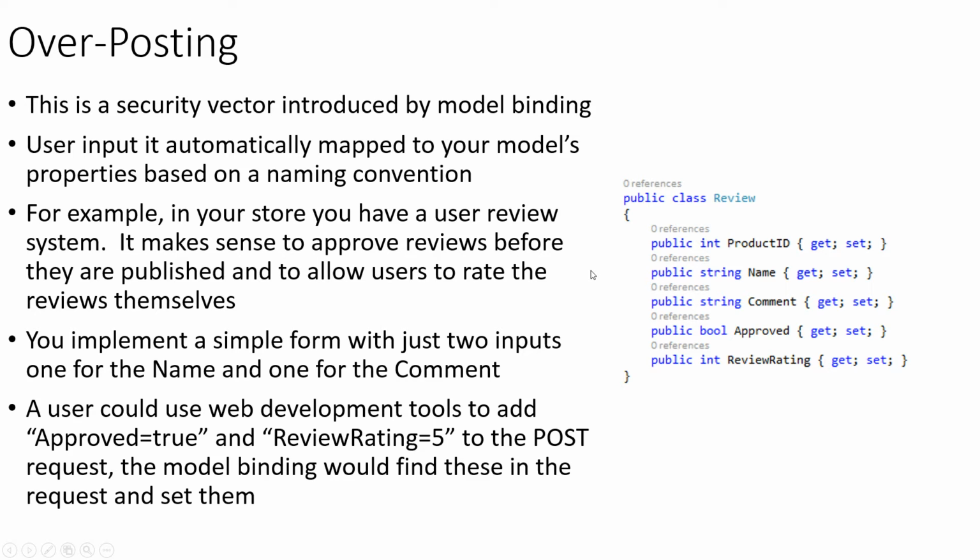Well, they can. They can construct their own post request and include approved and also review rating. Review rating is what other people have rated this review. So they could use web development tools to create their own post request and add approved equals true and review rating equals 5 to the data that's sent with this request. And then the model binding would see that data and go, oh, there's a parameter here, approved, and this is approved equals true. Yeah, I'll set it to true, even though that's not what you wanted.